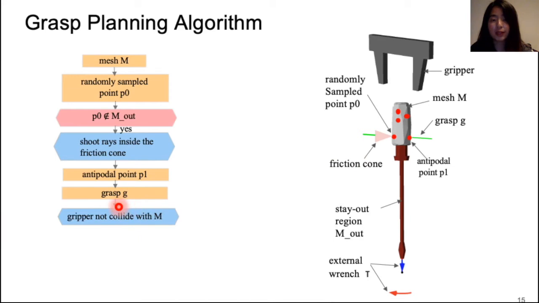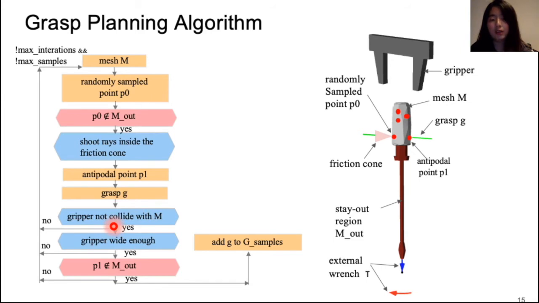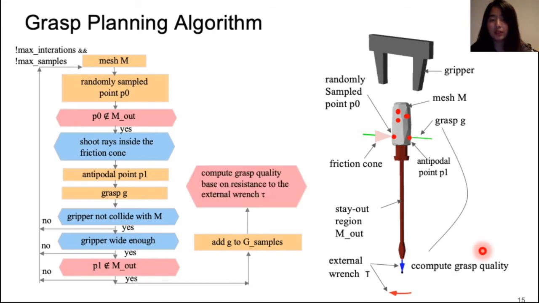If the gripper is wide enough to grasp on the mesh, and if the antipodal point falls outside the stay-out region, we add grasp G to the list of grasp candidates. If one of the answers is no, the algorithm continues sampling grasp candidates until it finds a specified number of grasps or reaches a fixed sampling limit. The algorithm then evaluates each grasp for their robustness in resisting the specified external wrench.